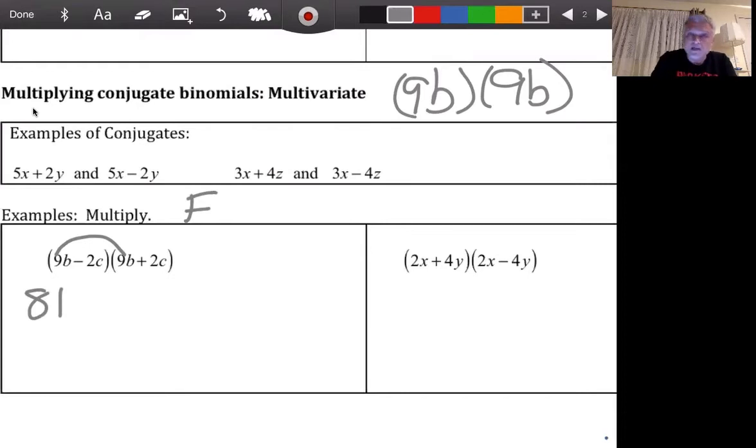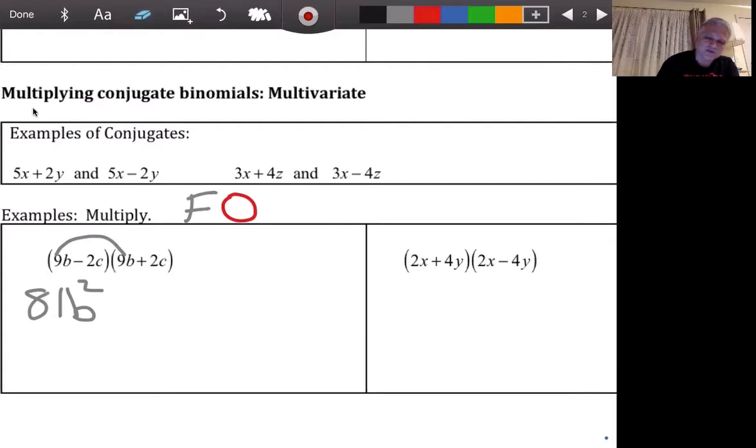You multiply b times b. Invisible math: if there is no exponent written, it's b to the first. B to the first times b to the first is b squared, b to the second. All right.